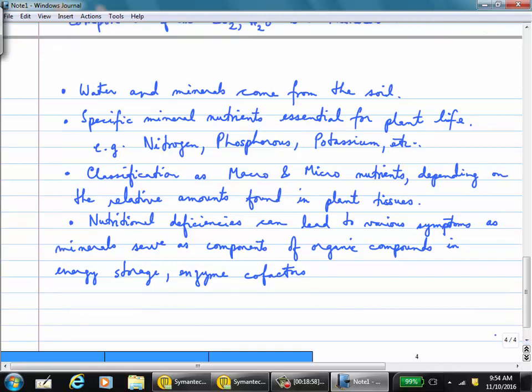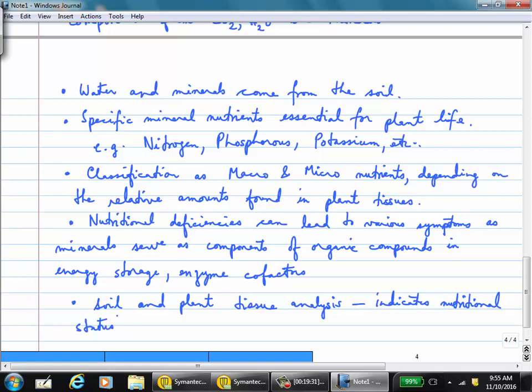So you can test the soil and do plant tissue analysis. You can analyze the soil, you can analyze the plant tissue, you can determine deficiencies, and take corrective action. So soil and plant tissue analysis indicates the nutritional status of that particular plant and suggests corrective actions.